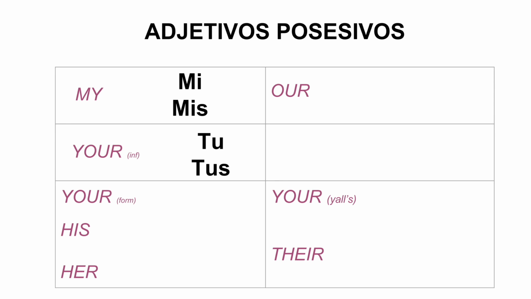Tu or tus? Yes, you've seen the word tú before. It had an accent over the u, and it means you. So with an accent, it means you. Without, it means your. They sound exactly the same.